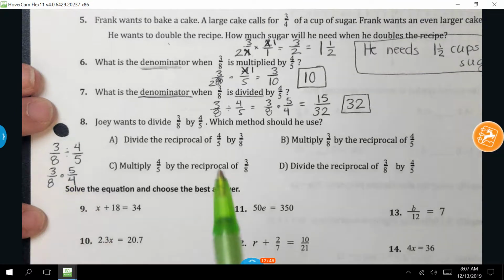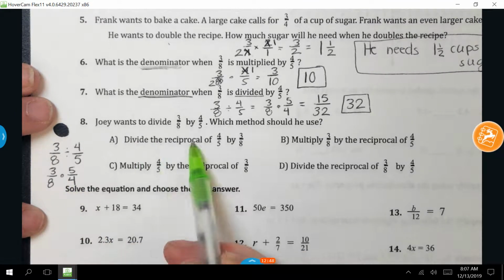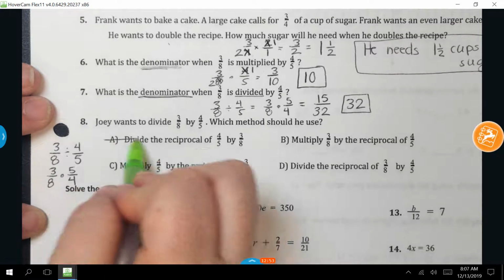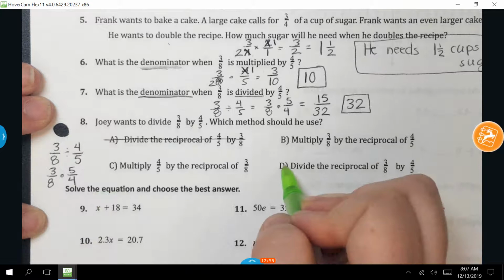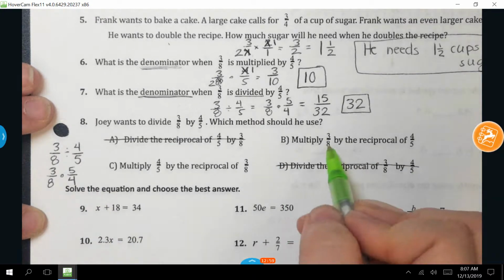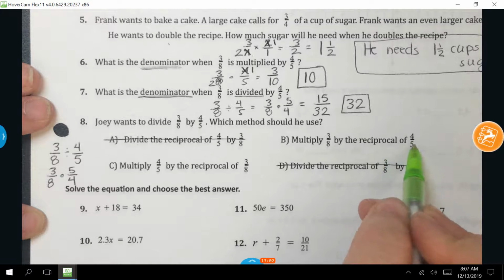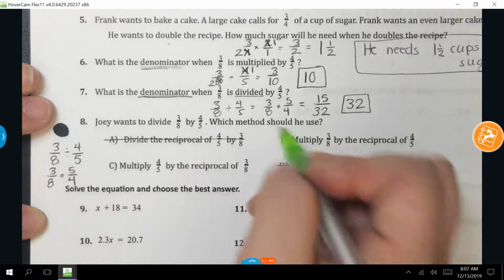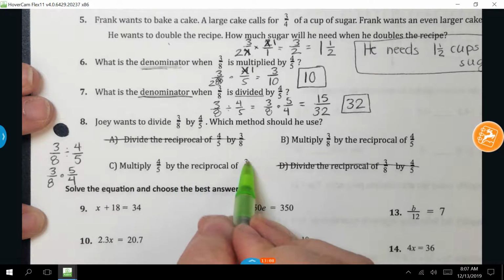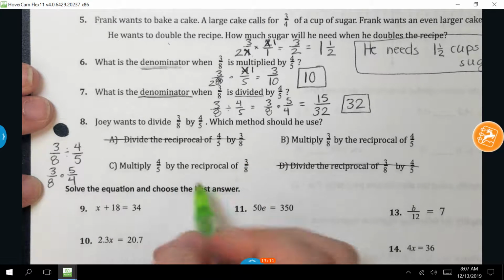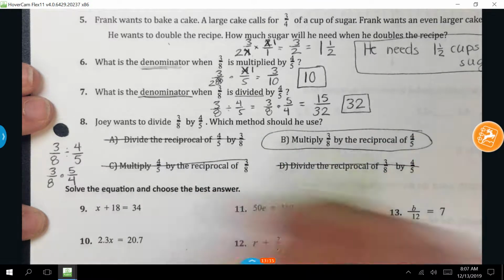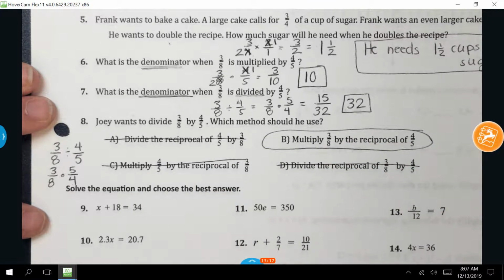All right? So here it says divide the reciprocal. Am I actually dividing? No, we changed it to multiplication, so I know it's not A. So I can also say it's not D. B says multiply 3/8 by the reciprocal of 4/5. Is that the one that I flipped? Yes. This one says multiply 4/5 by the reciprocal of 3/8. Am I wanting to flip 3/8? No. So B is definitely the correct choice. Are there any questions about how we work that out?